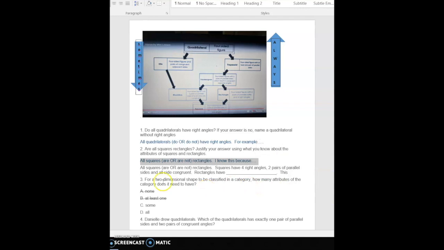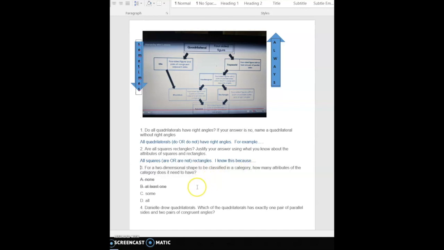Question 3 says, for a two-dimensional shape to be classified in a category, that means like as a parallelogram or a kite, how many attributes of the category does it need to have? So you're going to need to choose some or all. Some is answer C, all is answer D. If a shape is going to be classified in that category, what attributes does it have to have? Some of those that are listed or all of those that are listed?